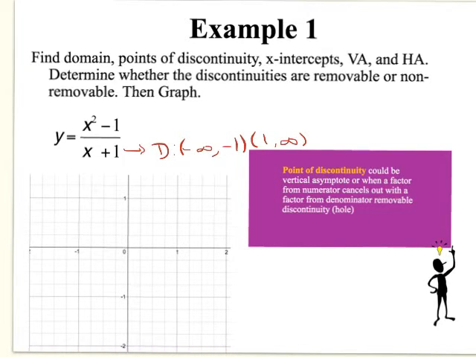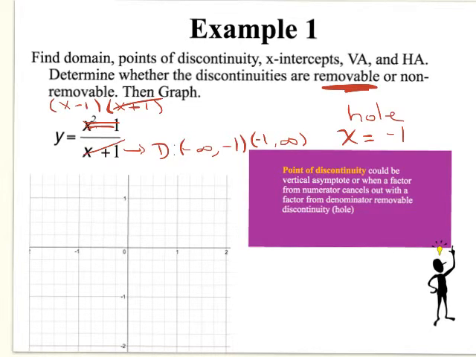We're going to go ahead and factor that numerator to be x minus 1 and x plus 1, because it's the difference of two squares. And then I notice that this factor, x plus 1, and this denominator factor, x plus 1, can be reduced out, so that means that that point of discontinuity, which was at x equals negative 1, is now a hole, because it's removable.